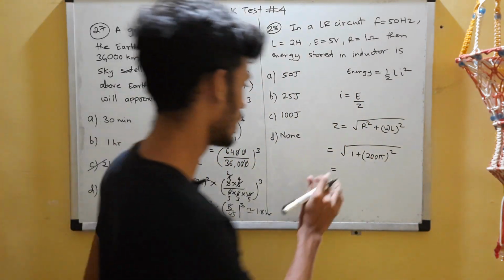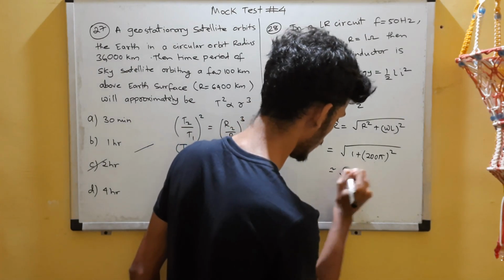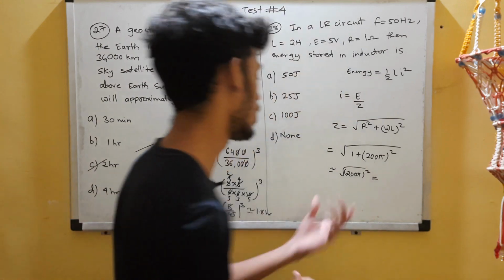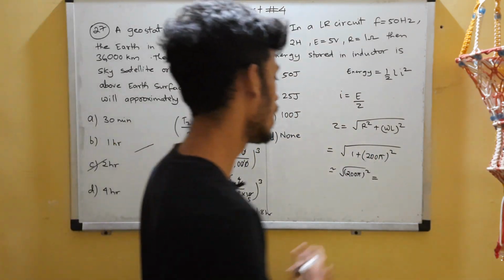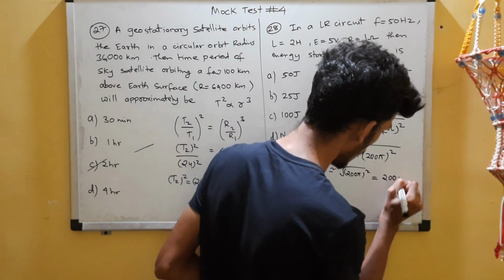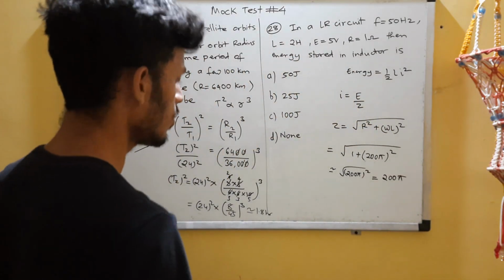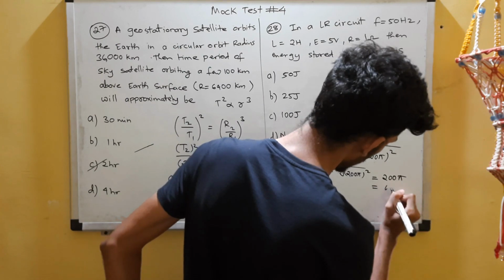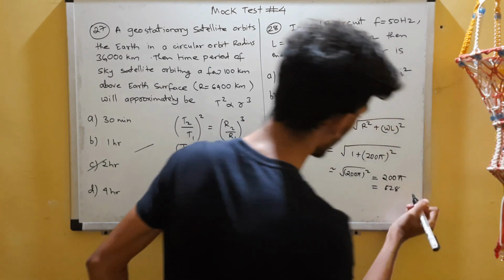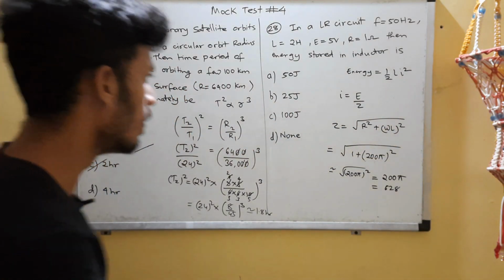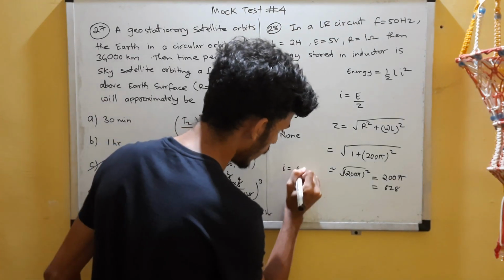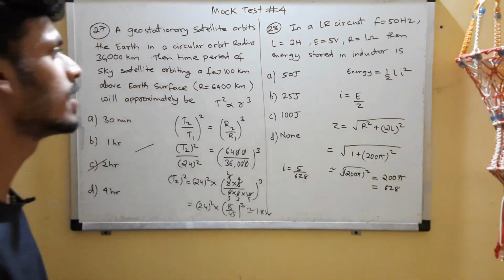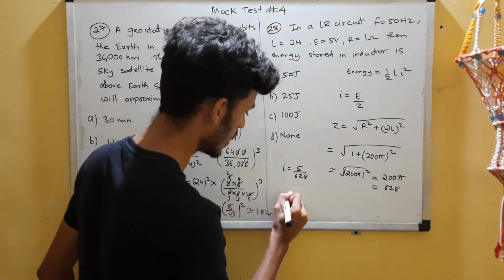You can actually approximate it to be only the square root of (200 pi) square, right? Just approximating it. This is a very big number, so here you'll get 200 pi. So 200 pi is pi into 2, which is 6.28, so 628 around. So I will be nothing but 5 divided by 628, right? E is 5, divided by 628. Now you can easily find the energy.